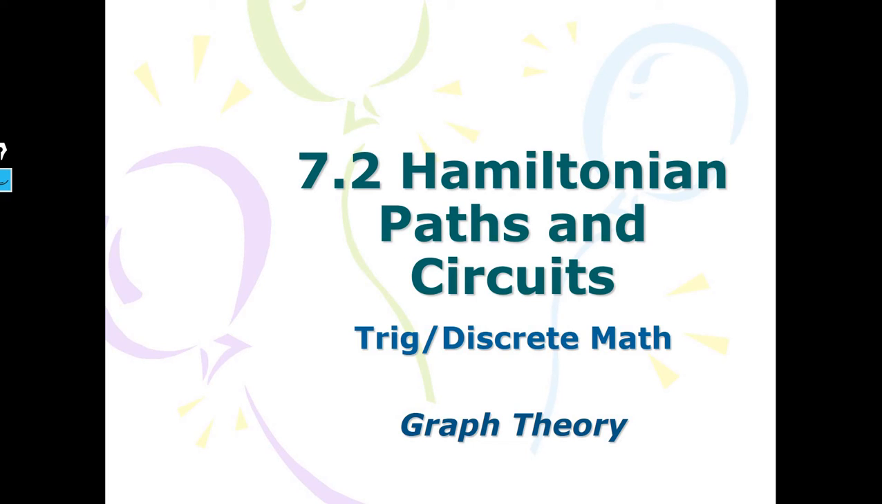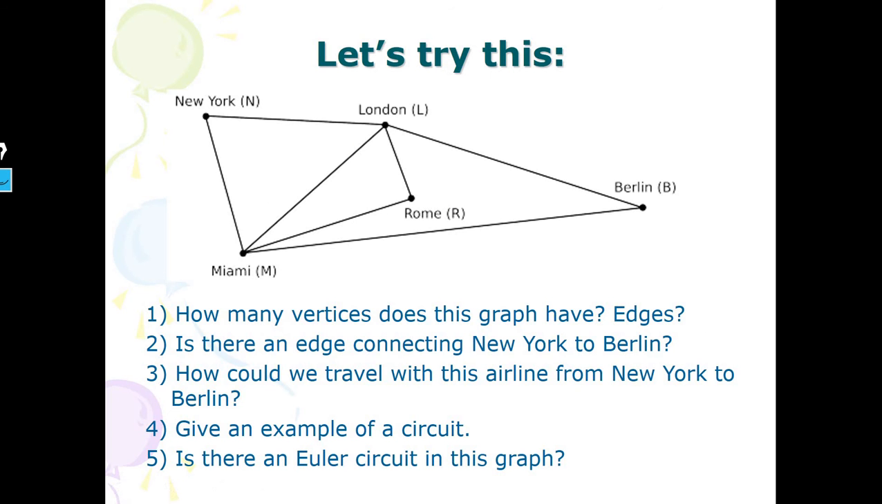Hey guys, today's video is the first part of this next unit on circuits. We just did Euler circuits. This unit is called Hamiltonian paths and circuits. Let's first look at this example.